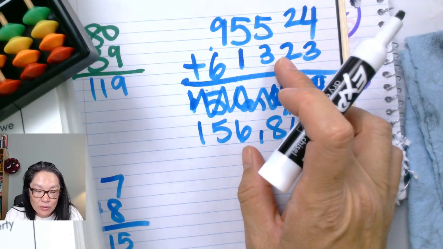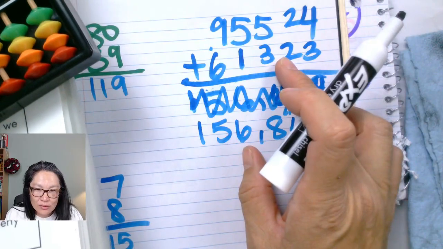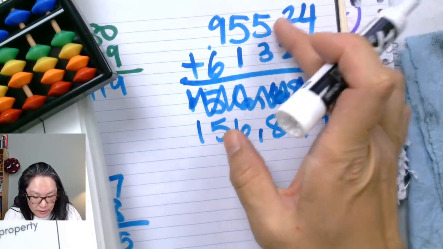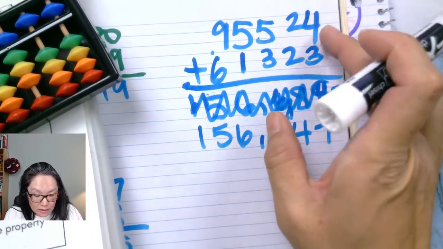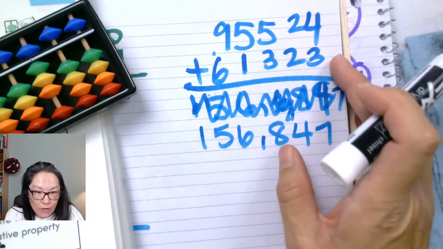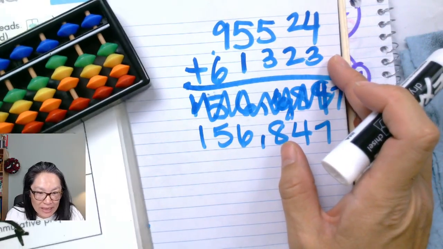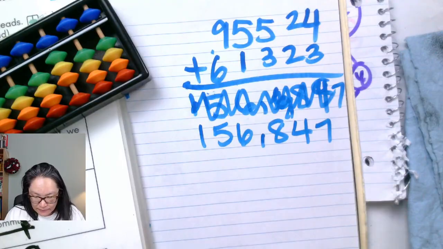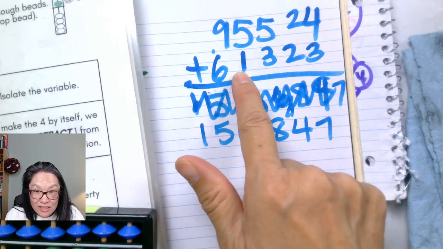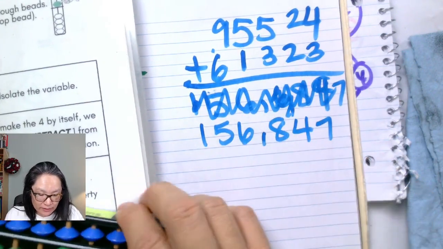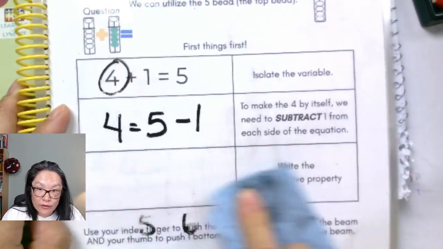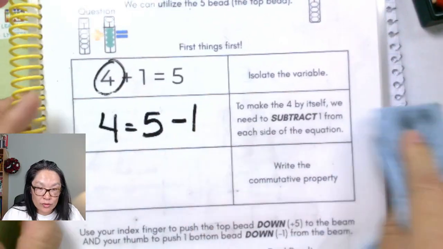We could have pencils. That's a lot of pencils. 1, 2, 3, 4, 5. That's 5. That's 95,524. You're going to use 95,000 pencils? That doesn't make sense. And then you're going to add 61,323? That still doesn't make sense. But I'm showing you the fundamentals.